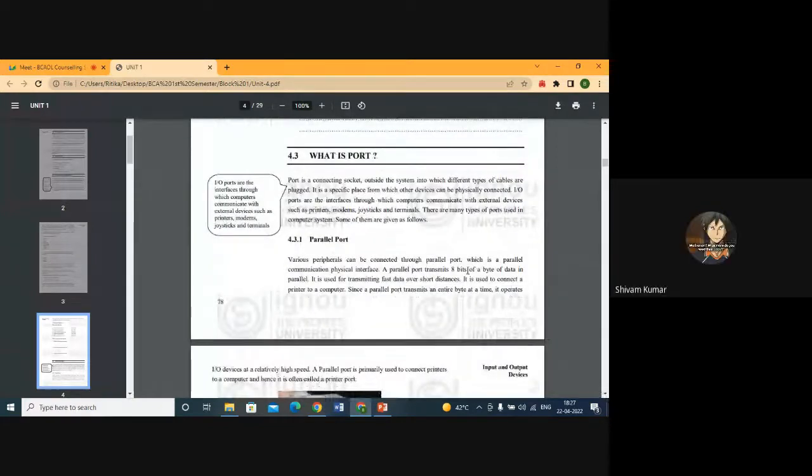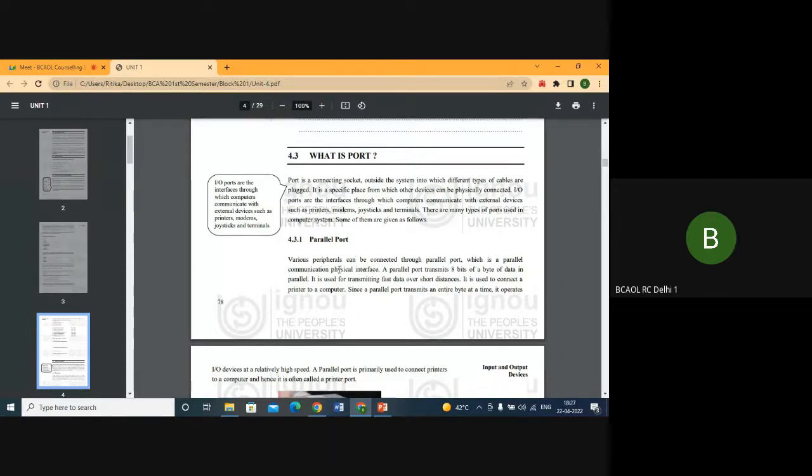Through a port, we can send data. A port is a device connecting socket outside the system into which different types of cables are plugged. It is a specific place from which other devices can be physically connected. Right? Yes. That is your port. So there are input output ports. Different ports are there. You have ports for printers, modems, joysticks, whatever different devices are there. You have different ports for them. Like you have parallel port.